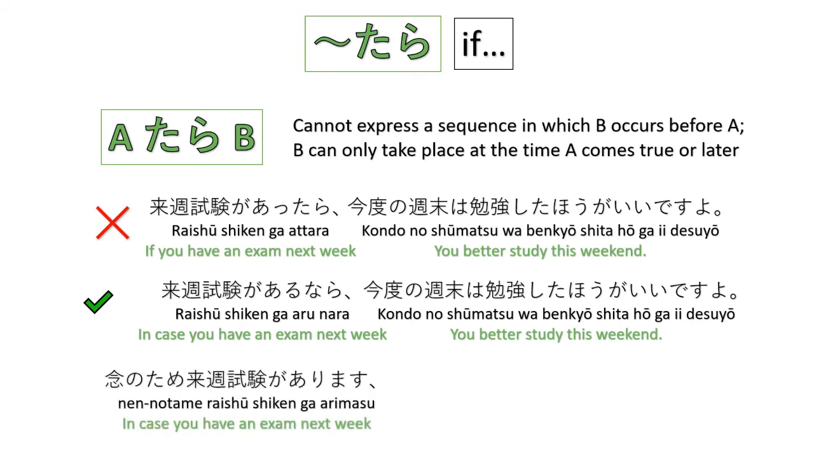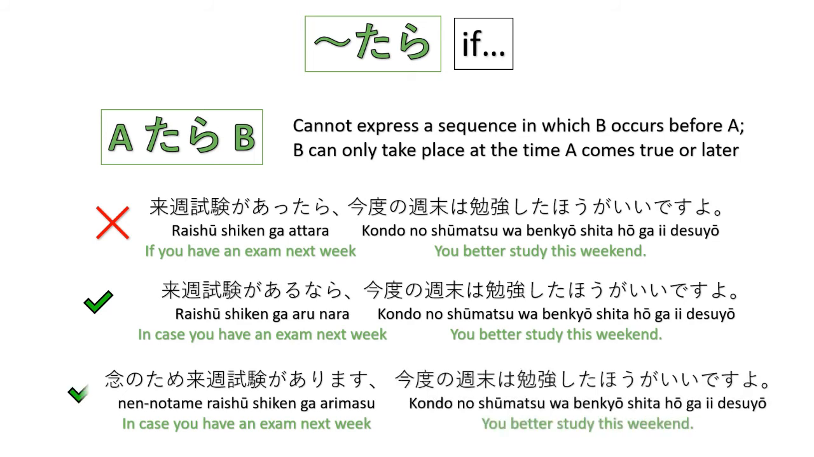Or we can also use nen no tame. Nen no tame raishu shiken ga arimasu. Kondo no shumatsu wa benkyou shita hou ga ii desu yo. In case you have an exam next week, you better study this weekend. But in this situation, we cannot use ra. Again, the clause in A must come first before clause B. So we can use ra.